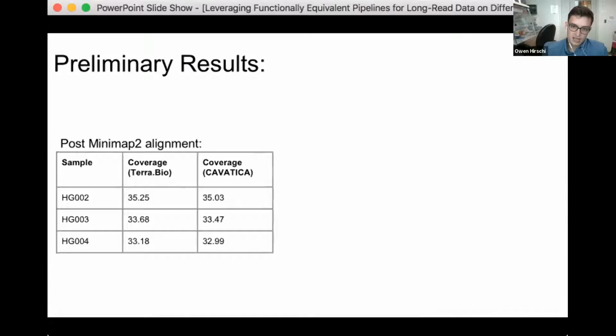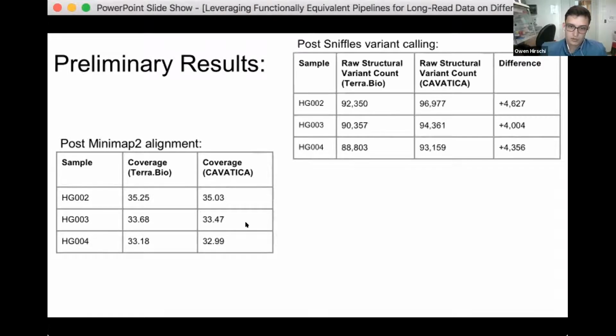So when we look at the alignment data, we notice a small but consistent decrease in coverage across all 3 samples on Cavatica when compared to that of Terra. Then when we look at raw structural variant counts, we again see roughly similar counts between the 2, with Cavatica consistently calling 4,000 more unfiltered structural variants per member of the trio.